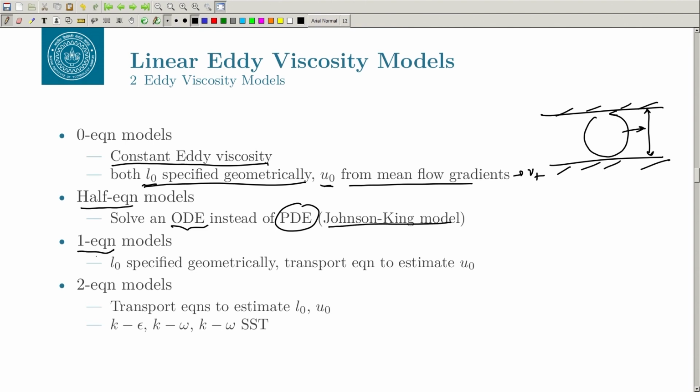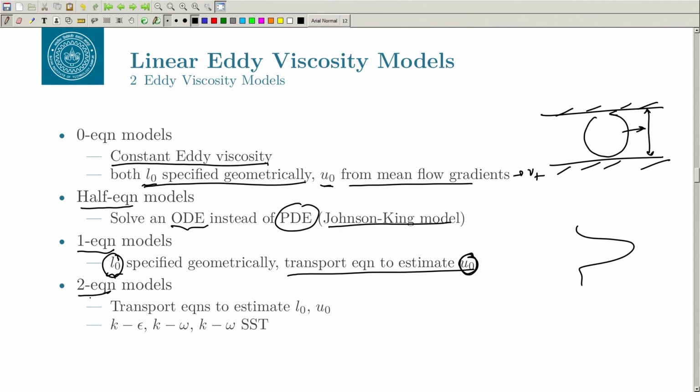Then we have the one equation model. Typically in these kind of models, we specify the length scale geometrically. So, L0 is basically given by the geometry, by the size. If this is a free shear flow, maybe the wake width or the jet width, or the boundary layer thickness, those kind of widths you can take for your length scale. But you need an equation for the u0. These kind of models are called the one equation model.